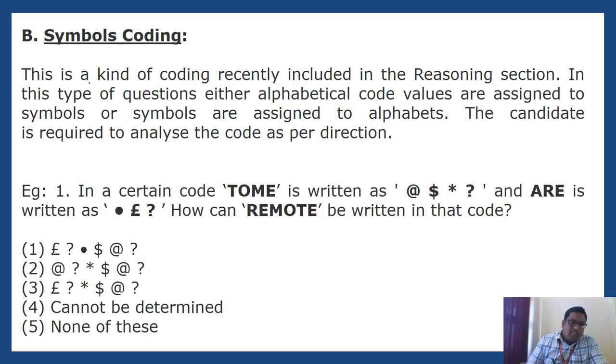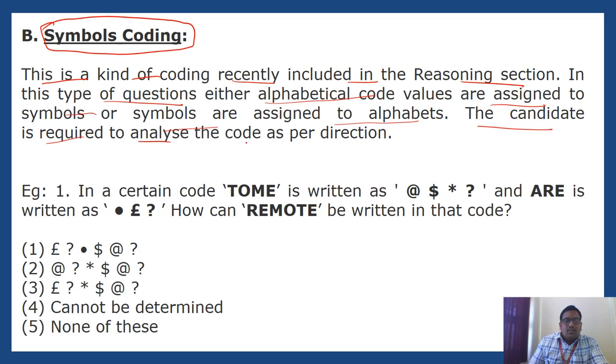Symbol coding. It's similar to number coding, except instead of numbers you'll have letters with symbols. This is a kind of coding recently included in the reasoning section. In this type of question, either alphabetical code values are assigned to symbols or symbols are assigned to alphabets. The candidate is required to analyze the code as per direction. So in a certain code, tone is written as these 4 symbols and R is written with these 3 symbols. Now I want to find what is the symbol for remote.